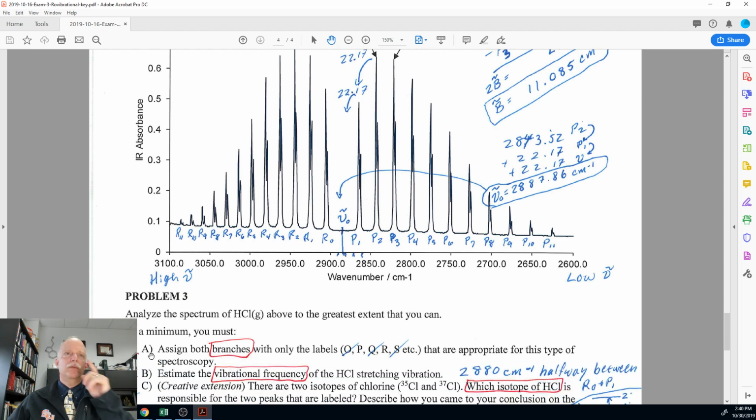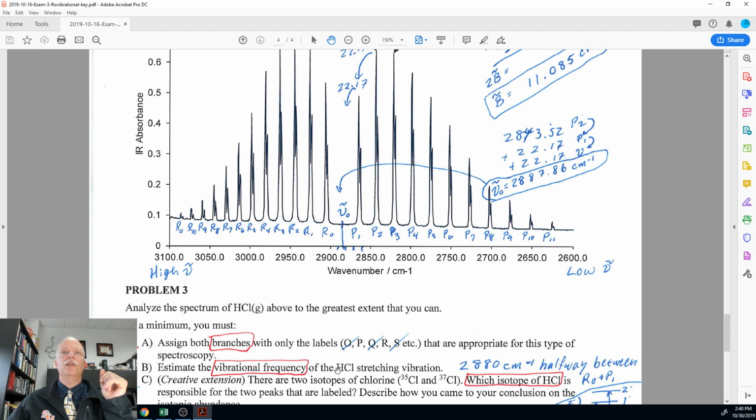And so letter A, assign both branches with only the labels that are appropriate for this type of spectroscopy. So O is out, this is a diatomic, so the Q branch is out and the S is out. So P and R are the only 2 branches that are appropriate for this type of spectrum, so we have the P branch and the R branch. Estimate the vibrational frequency of the HCl stretching vibration. So you can just look at that and say, okay, this is 2850, that's 2900, so that'd be 2860, 2870, 2880 would be a pretty good estimate of that vibrational frequency.